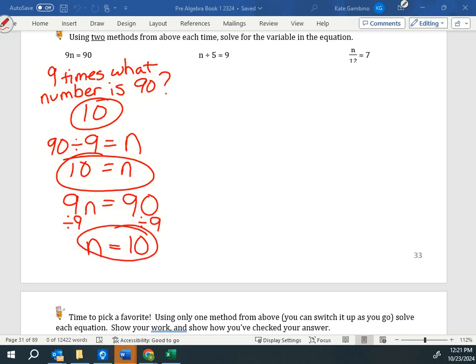Am I done? Why am I not done? I need to check my work. So now I'm going to go back in and I'm going to take that 10 and I'm going to put it into my original problem. 9 times 10 equals 90. So I solve for it. 9 times 10 is 90 equals 90. Yes, it is a true equation. They equal each other.